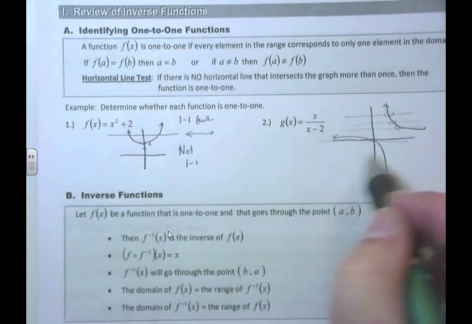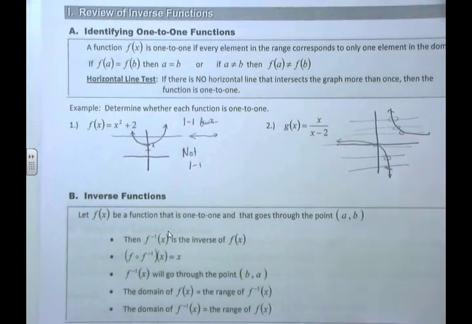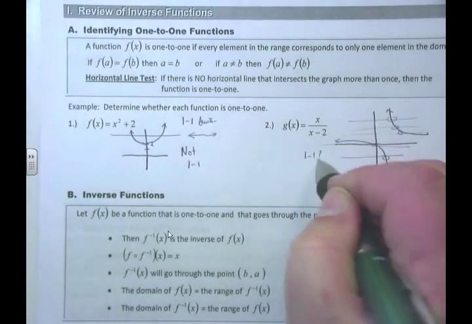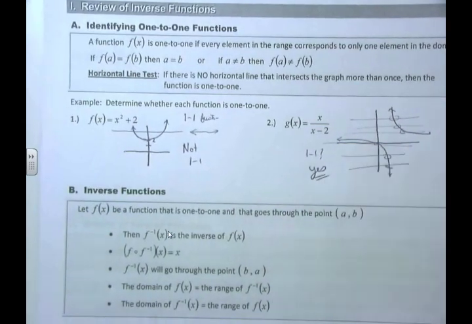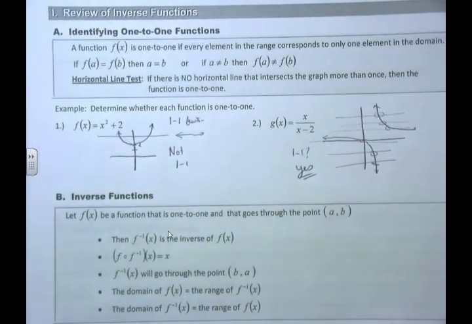Any horizontal line you pick, how many times does it intersect the graph? Once. So is this thing 1 to 1? The answer is yes. This is a 1 to 1 function. Okay? Now why do you care?